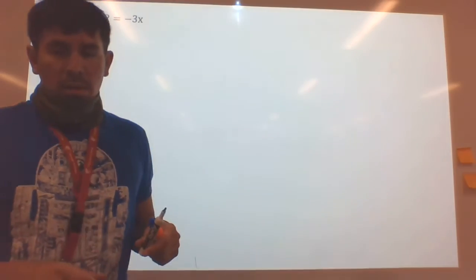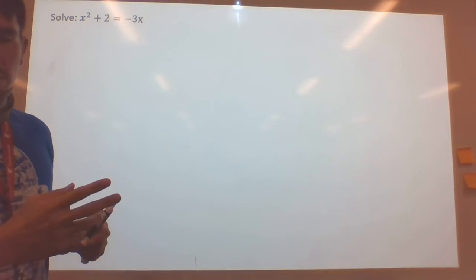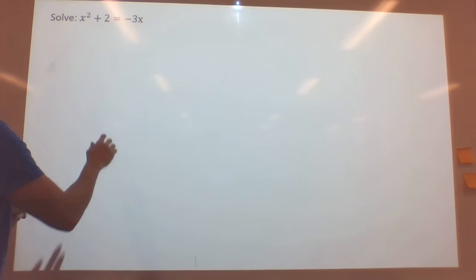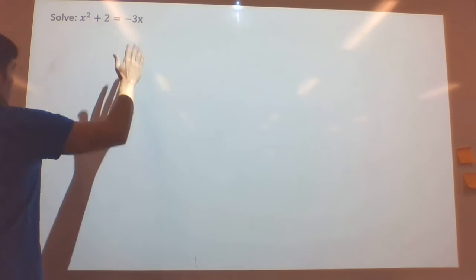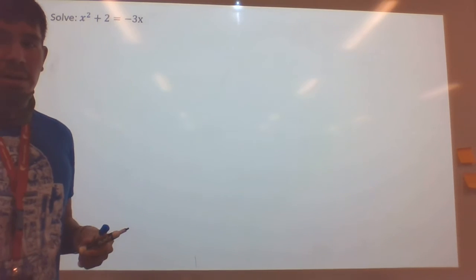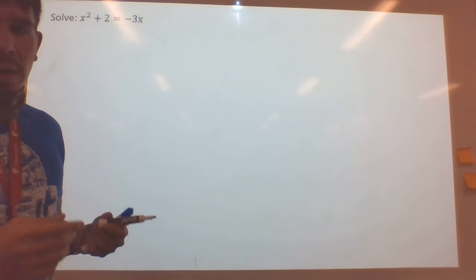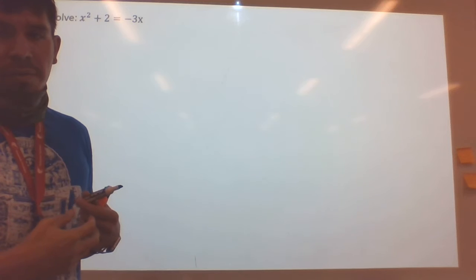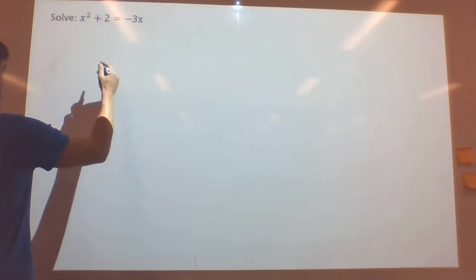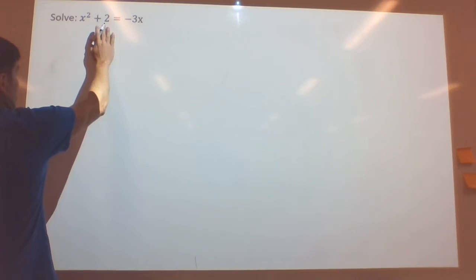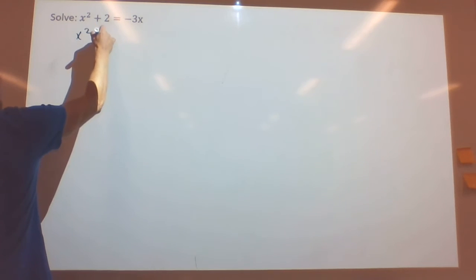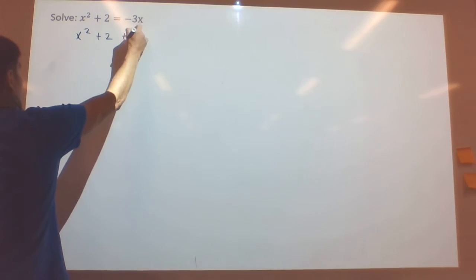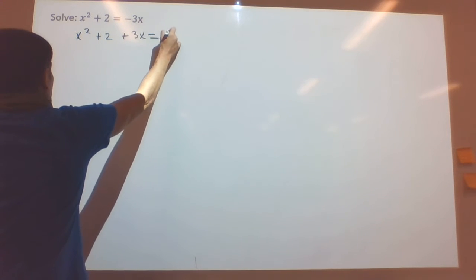So this is where we're going to have two methods of solving this. We have the equation x squared plus 2 equals -3x. The first method that I recommend is to set it in standard form and then graph it. How do we get it in standard form? We have to move that -3x over, so we say x squared plus 3x plus 2 equals 0.